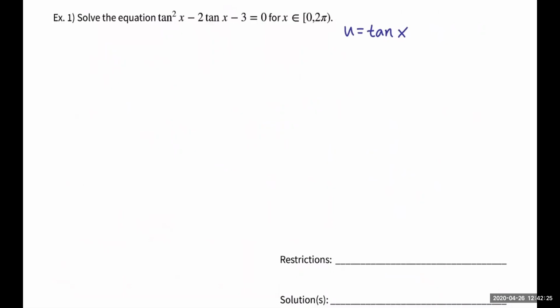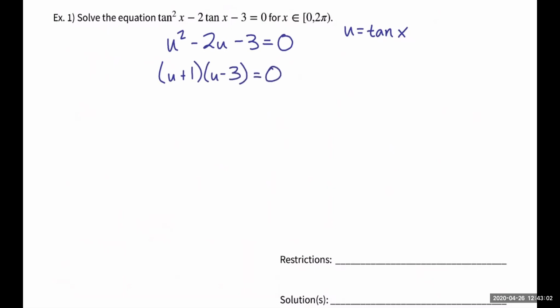What that allows me to do is rewrite this quadratic as u squared minus 2u minus 3 is equal to 0. So the first few times that you're doing this, you can see how that's probably less intimidating than doing all the stuff with tangent squared and tangent. Once you make that substitution, hopefully you recognize it as just a straightforward quadratic that we will factor and then solve. Also, this is the same quadratic expression that we used in the second part of our warm-up.